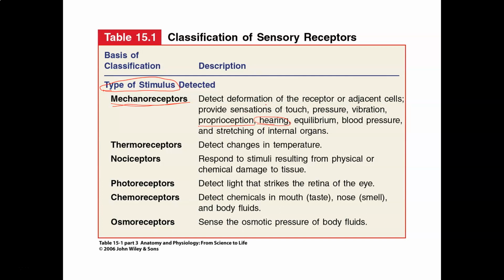So notice that some of these are interoceptors, like blood pressure receptors, or receptors that monitor stretch of your internal organs. Others are exteroceptors, like touch and pressure receptors in your skin. So there's all different types of mechanoreceptors in the body.